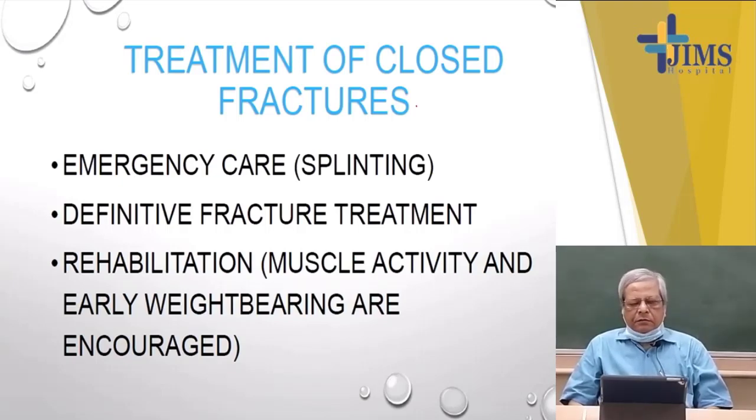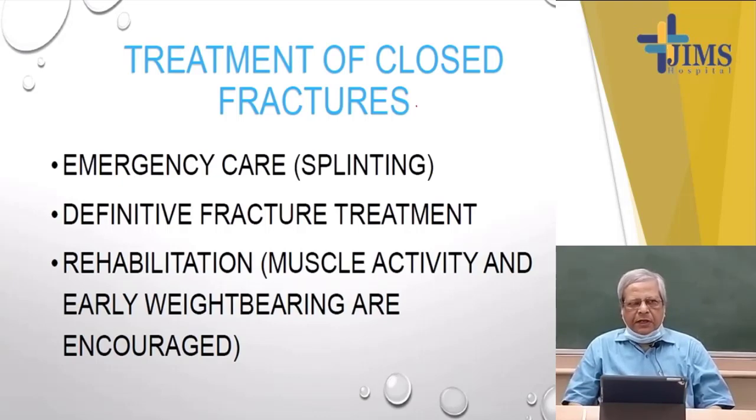Now, let us first talk about treatment of closed fractures, where the bones are inside, that is, not exposed to the exterior. Whenever the patient comes to us with a closed fracture, it causes severe pain, plus the fractured, ragged bone ends penetrate the surrounding muscles, causing muscle damage and bleeding. So the first emergency care is splinting.